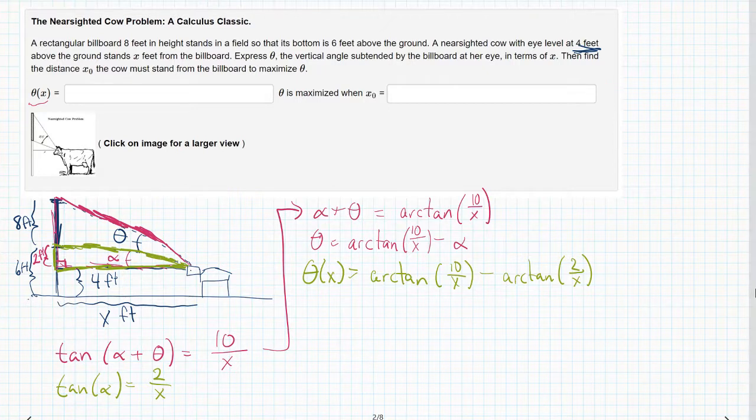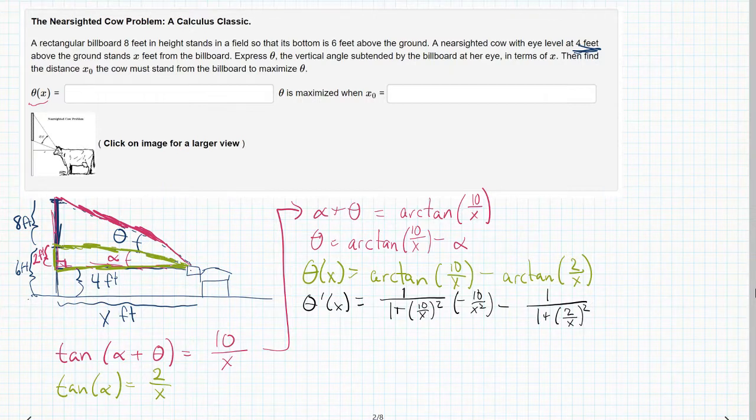So now we're ready to rock and roll. We could pretty much use this to find our optimum distance and angle as well. So theta prime, we take the derivative. This becomes 1 over 1 plus, we square what's inside of the arctangent, and then multiply by the derivative. The derivative of 1 over x is negative 1 over x squared, but since you have a 10, it'll be negative 10 over x squared. And then minus the derivative of the arctangent of 2 over x, that's 1 over 1 plus 2 over x, the quantity squared, times negative 2 over x squared.